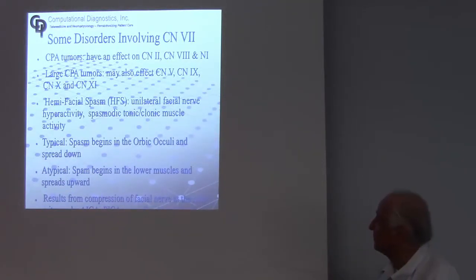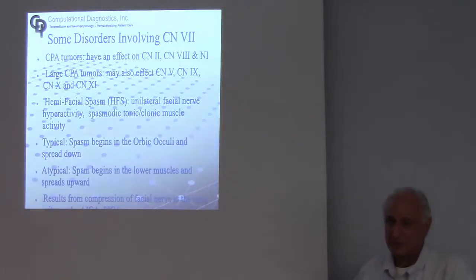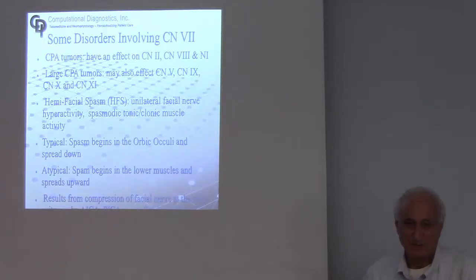So cases involving cranial nerve 7, of course, just a list in the CPA: CPA tumors, large CPA tumors, and heavy facial spasms you really want to get to, which is unilateral facial nerve hyperactivity. I mean, everybody has seen it, I'm sure. The typical spasm begins in the orbicularis oculi and spreads downward. Atypical spasm begins lower and spreads up. I would guess most cases are typical, because that's why it's called typical.